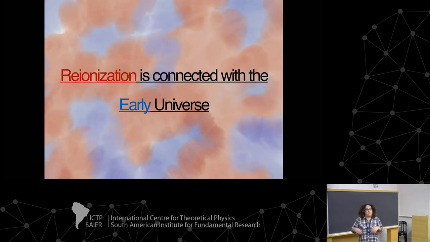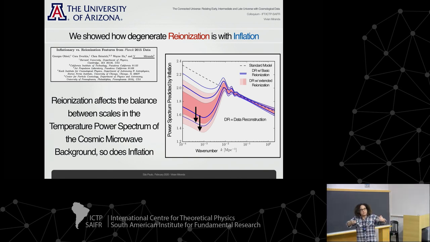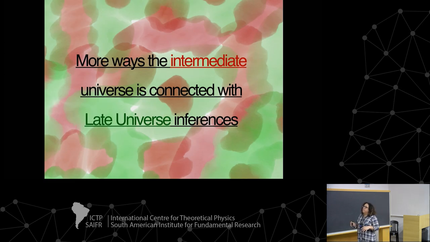Given that we now know that reionization can be complicated, how can that feed back into our uncertainty in probing inflation? So this is what we have done afterwards. We assume that both inflation and reionization are complicated at the same time, and we have shown that the statistical significance of the power suppression of the inflationary power spectrum that I showed in the last session depends on our assumptions about reionization. So things get entangled again. In order to solve one, you need to solve the other one.